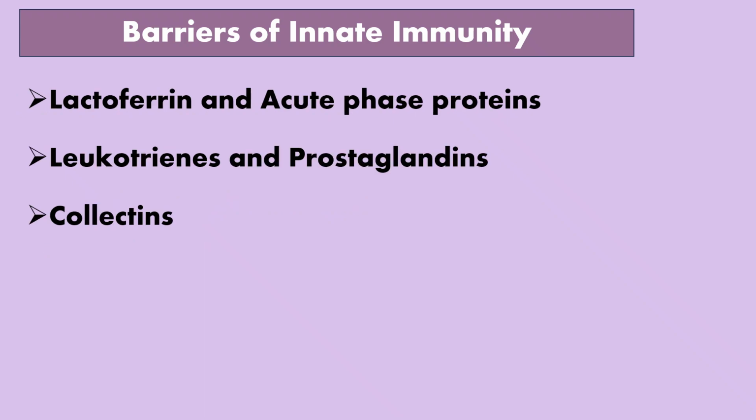The next chemical and inflammatory barriers are lactoferrin and acute phase proteins, which mediate the immune response. The next are leukotrienes and prostaglandins, which are used for vasodilation and increased vascular permeability. And the last one is collectin, which is used to disrupt the cell wall of pathogens.